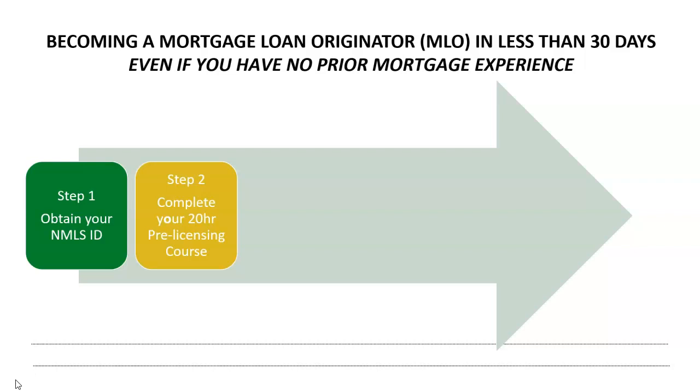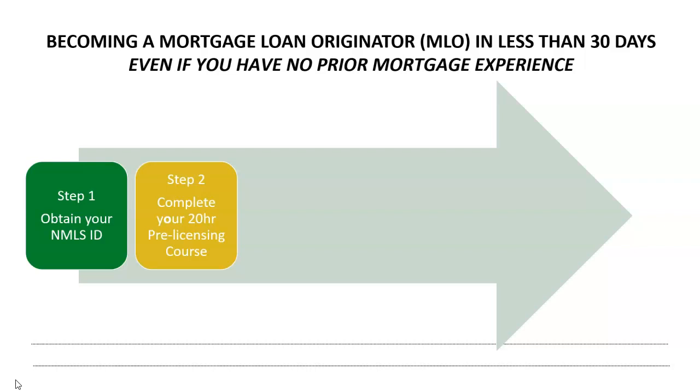Again, you pick the hours. They don't have to be done all at the same time. Maybe you do an hour before work, maybe you do an hour at lunch and you finish up the rest when you get home. Up to you. 5 days, 4 hours. Your 20 hours is out of the way. You have 25 days left to become a mortgage loan originator in 30 days or less.